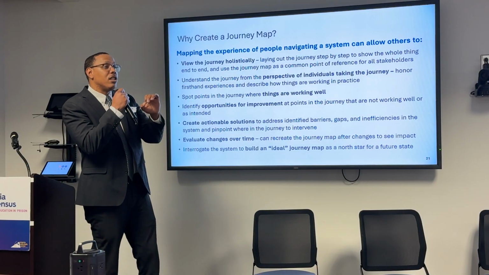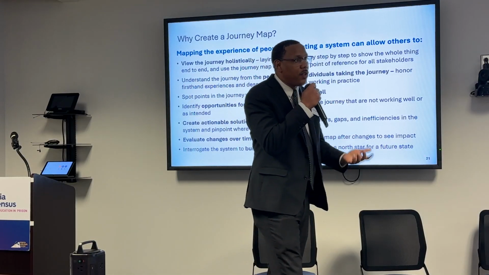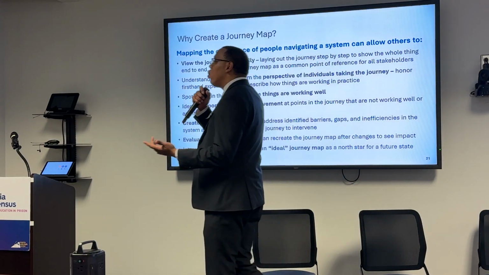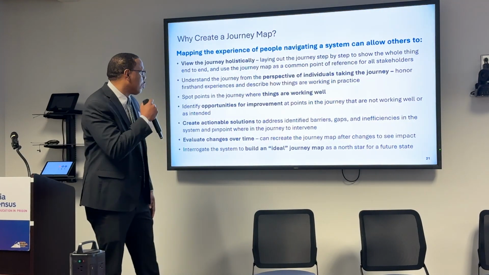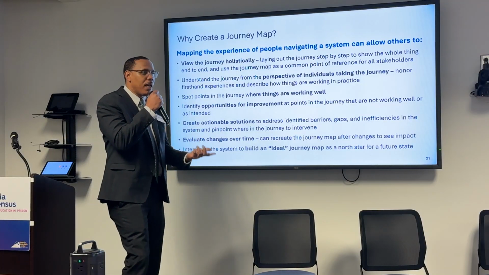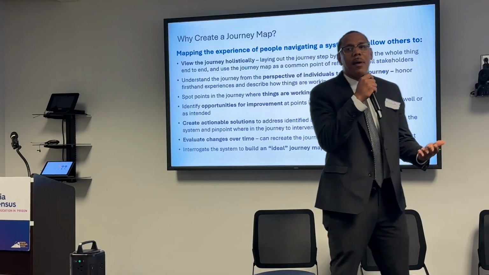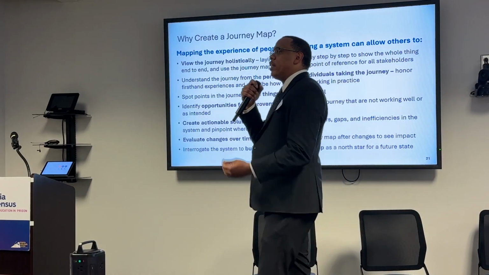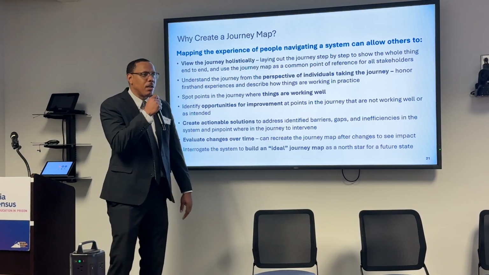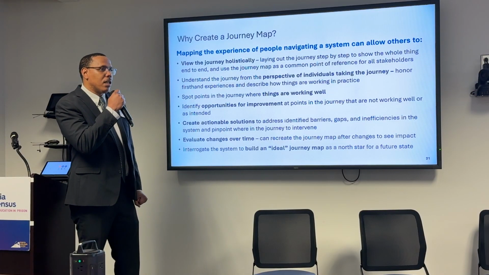And we get a chance to look at the journey step by step. We get a chance to understand the journey and the perspective of those individuals taking the journey. We get to identify opportunities for improvement, which is probably the most important principle, and create actionable solutions. And that is what strategic planning is about. We also get a chance to evaluate changes over time, because you get to go back and recreate the journey map at any point in time. That's why I'm so particular about seeing what this journey map is going to bring, especially to my directly impacted people in the room, because we have a huge bit of input to give on this particular thing.